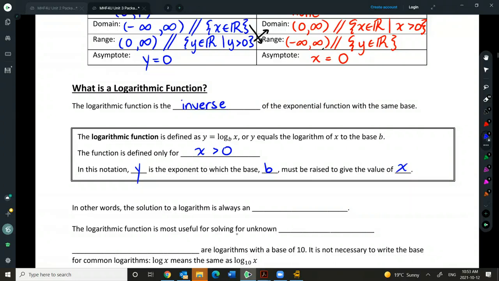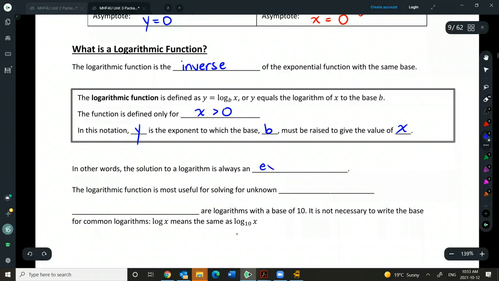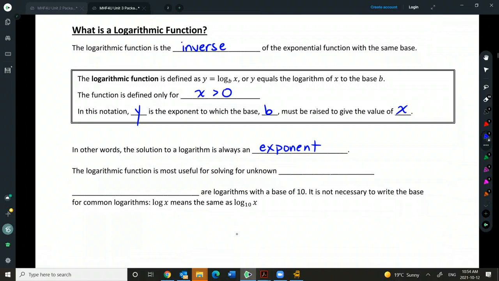So the answer to a logarithm is an exponent. And that's where the connection comes in as to why we can use logarithms to help us isolate for exponents, because when I put log into my calculator, the answer is actually giving me an exponent to which the base must be raised to get this value right here. Okay, so the solution to a logarithm is always an exponent. Because of that reason, logarithms are very useful for solving unknown variables when they are in exponents.